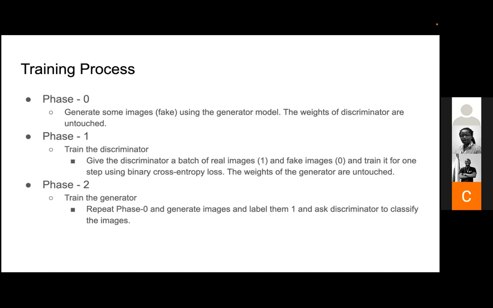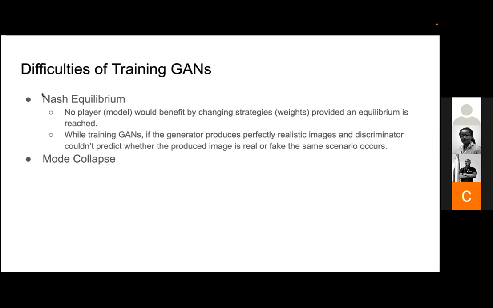But this actually has a name in game theory, and those are the difficulties in training GANs. The name I'm talking about is Nash equilibrium. Let's go to the example I was taking. We have two players, A and B. A is coming up with a certain pattern, and B is trying to beat the pattern that A is creating. In that manner, both A and B are creating very new patterns.